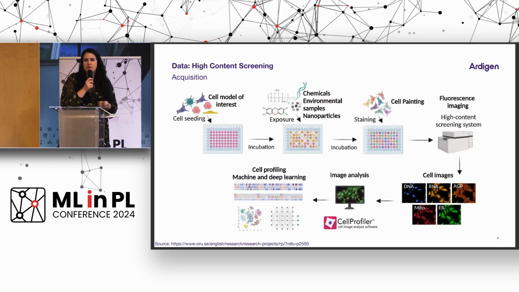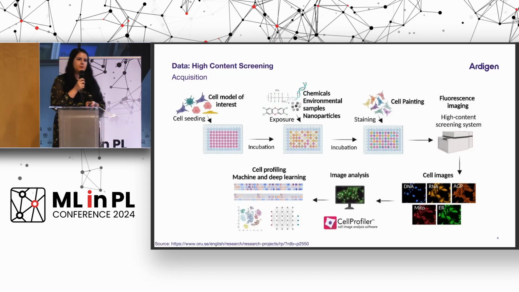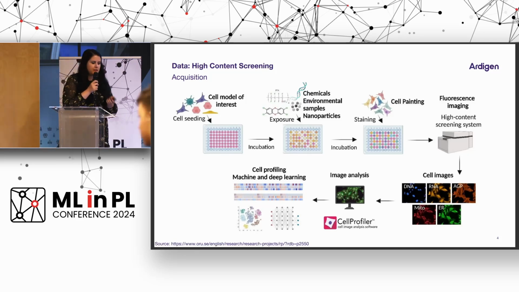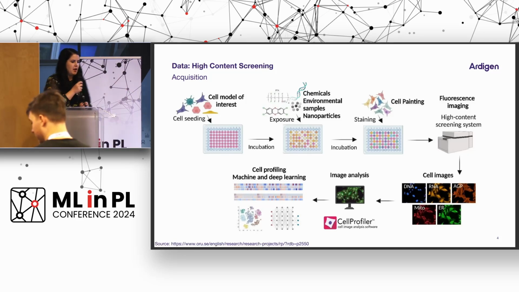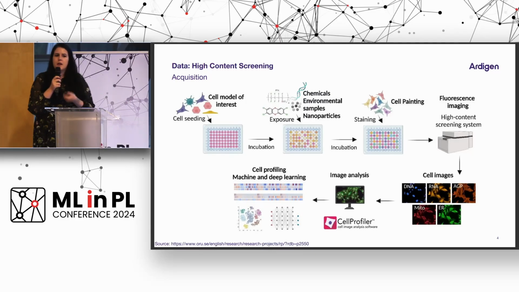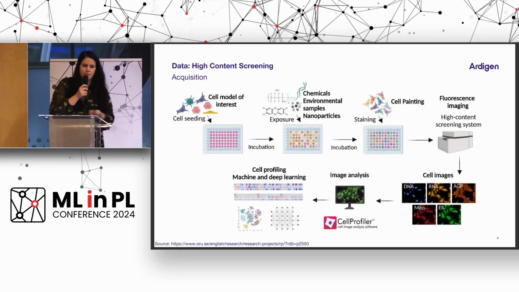So how are we creating data with the phenotypic approach? We have something that's called high content screening. The screening part comes from the fact that we are screening molecules for what we are looking for. High content comes from the amount of data that is produced and the automation that leads to that. So how are we producing that data? First of all, we have our cells of interest. This also can be bacteria or smaller organisms, but I will be focusing on cells.